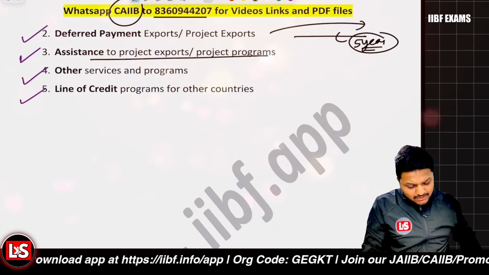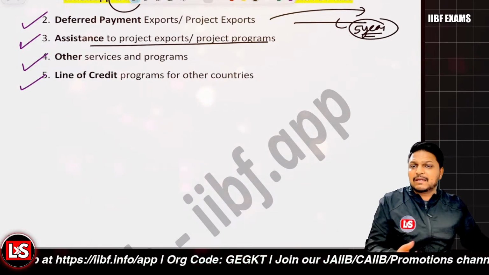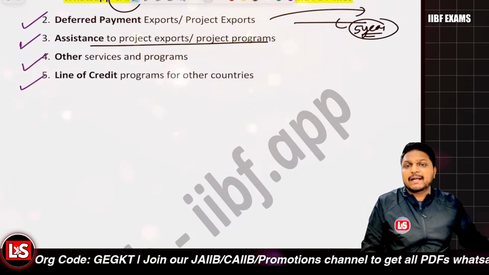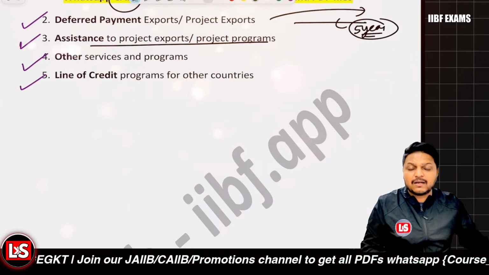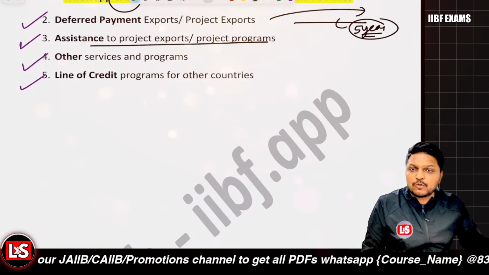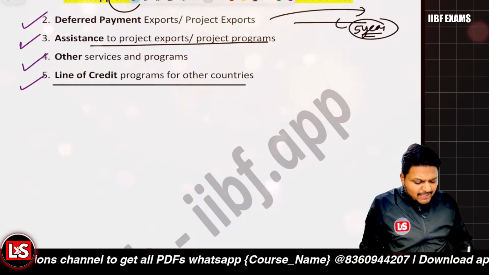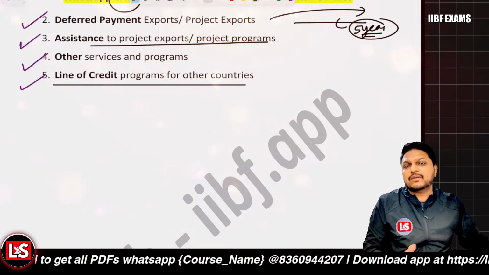And if you're talking about the other services and programs, that may include different services like advisory services being provided, and technical support can be provided, innovation support can be provided, right? So that can be done. And the last one, it's about the line of credit program for the other countries.